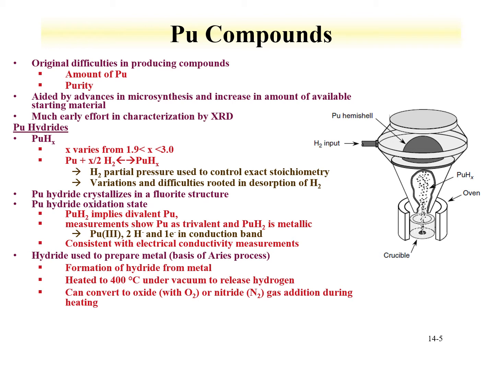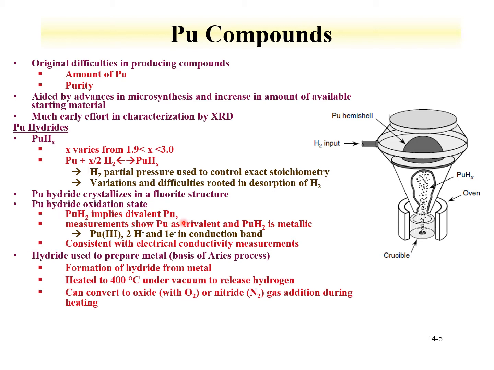And there's some variations in the synthesis, and some of these difficulties in producing the material or characterizing or understanding the exact phase diagram are based upon the fact that the hydrogen can desorb from the plutonium hydride. The plutonium hydride has a fluorite structure, and if we have something like PuH2, this would imply that plutonium is divalent.